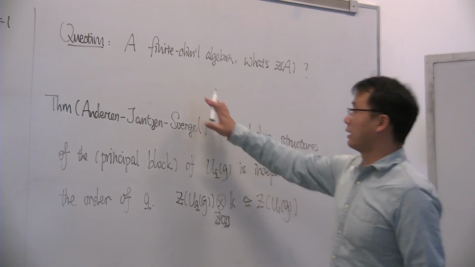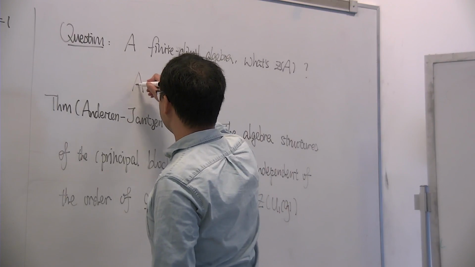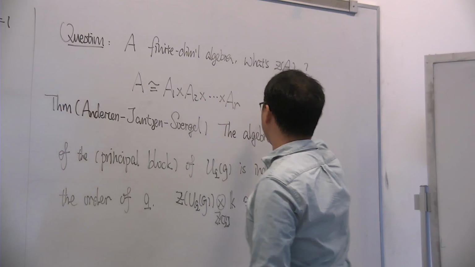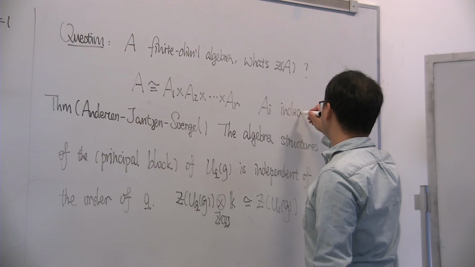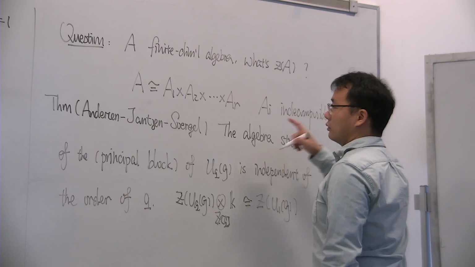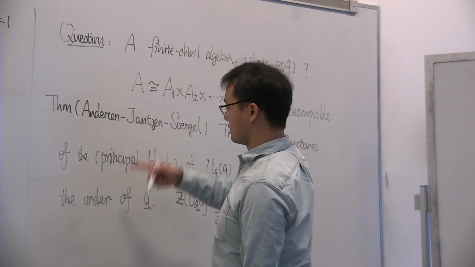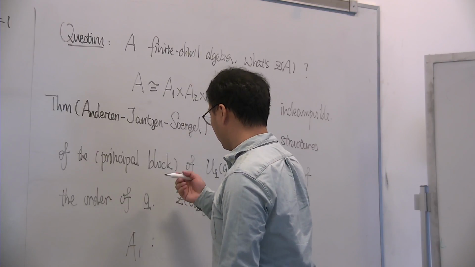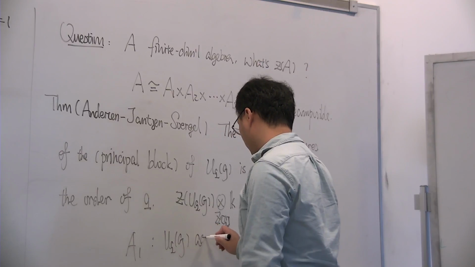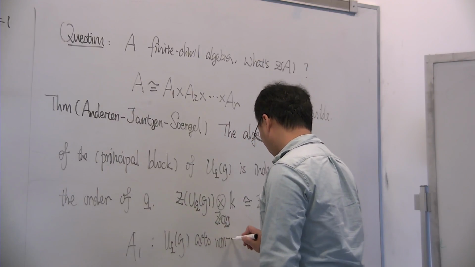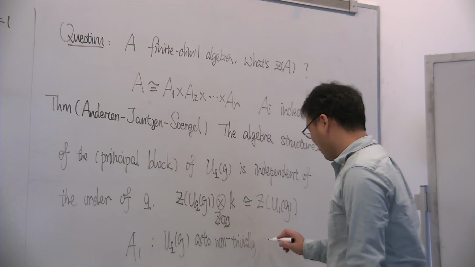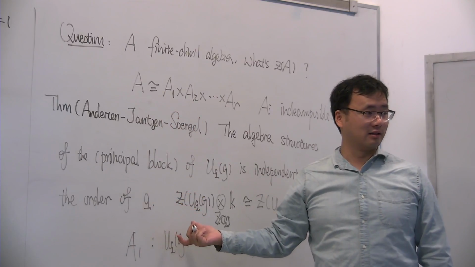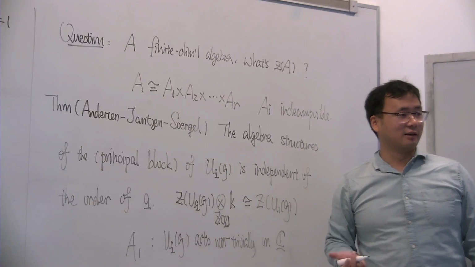So what do I mean by the principal block? Well, a finite-dimensional algebra A can always be decomposed into a product of indecomposable algebras, A1 cross A2 cross up to AR, each Ai an indecomposable algebra. For these two algebras, we call A1 the one where UQG acts non-trivially on the trivial representation. There is a unique such factor, and this corresponding algebra is called the principal block of the algebra.